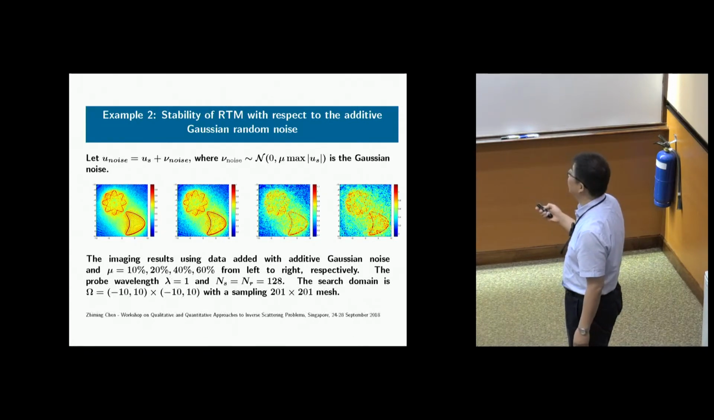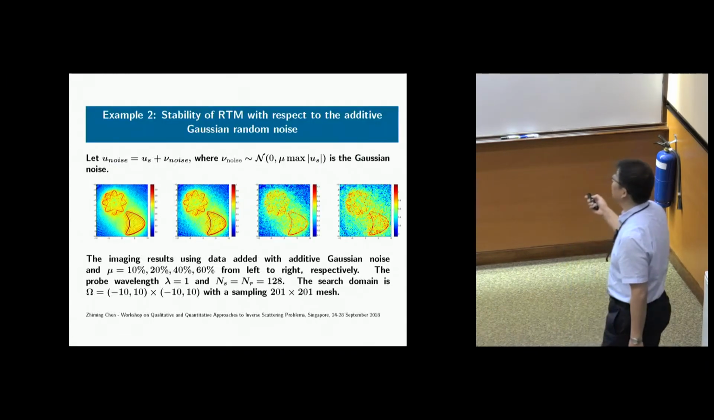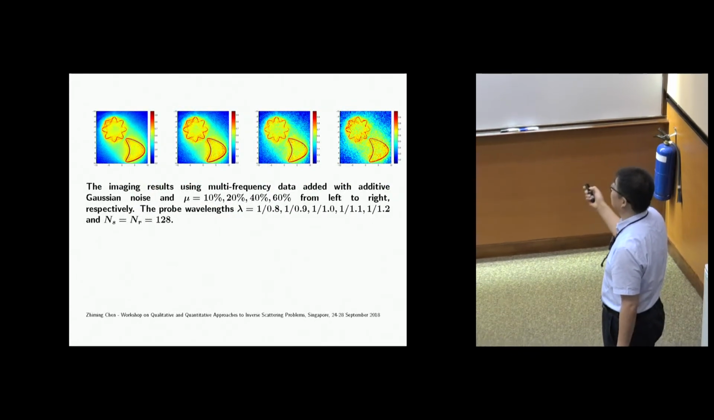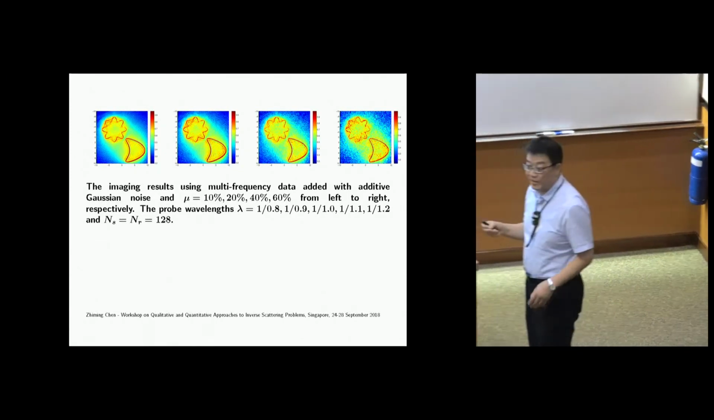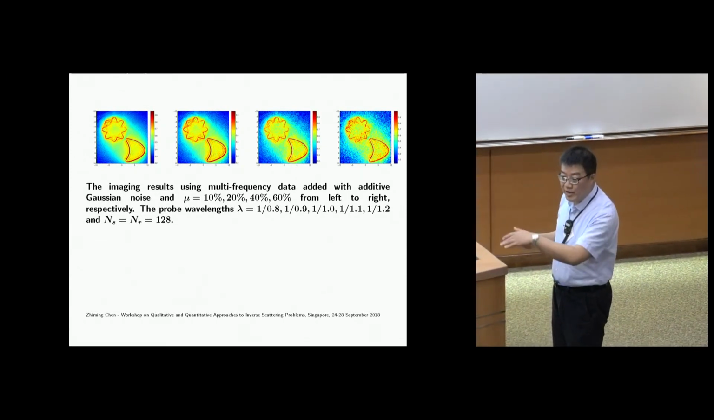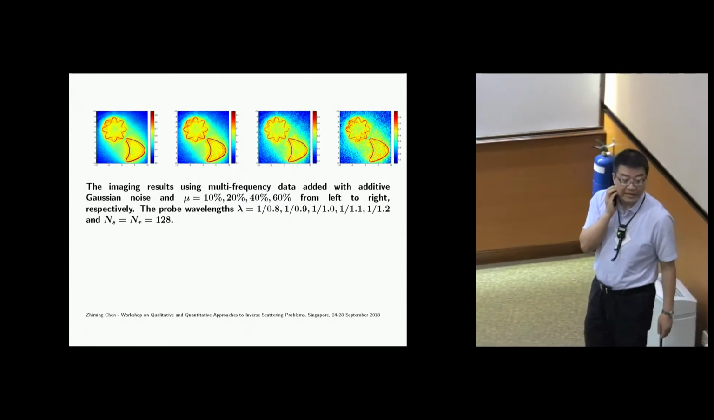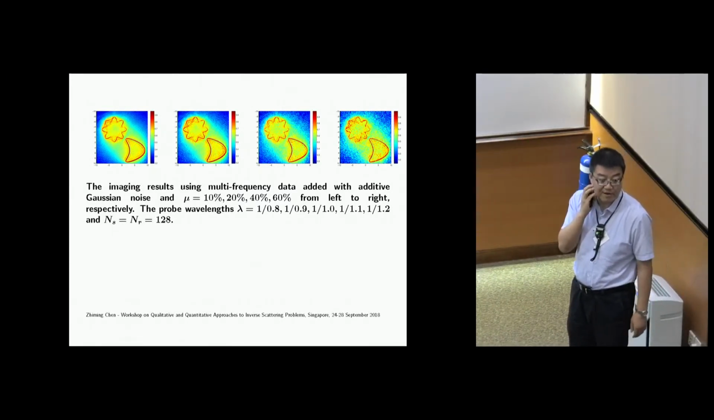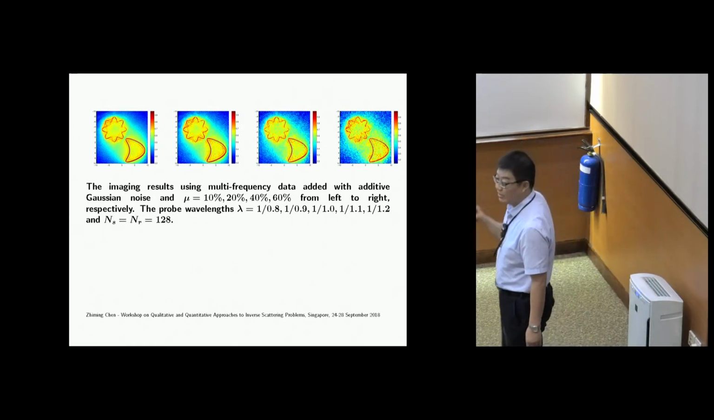But if you go to multi-frequency, we have sharper pictures. This is also a very good indication that the image really peaks on the boundary, because otherwise it would be blurred. You have multiple frequencies, you simply add the imaging function. So this is a very robust method with respect to noise. And this can be proved because it's a linear function. There are many works on randomness, but we haven't done this, but I think we can do this.